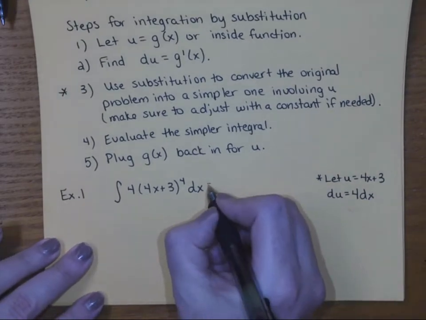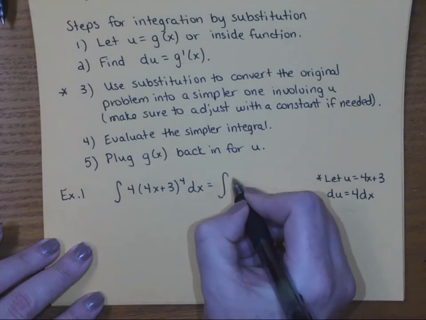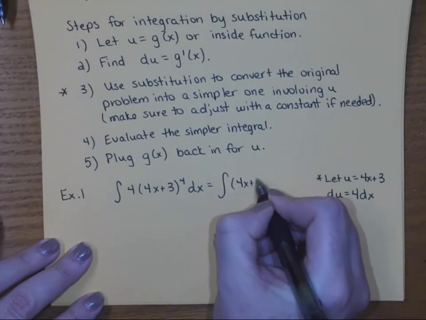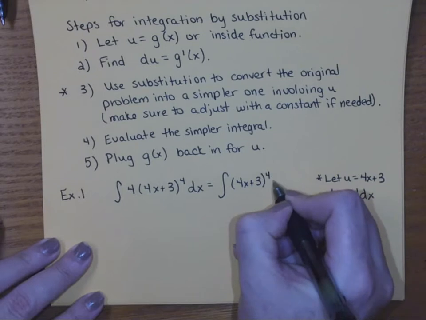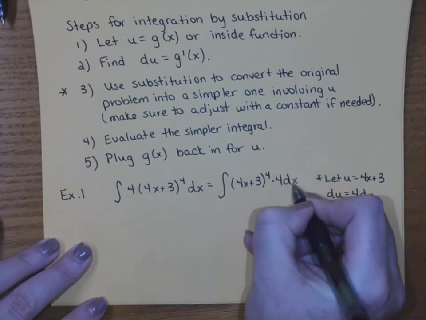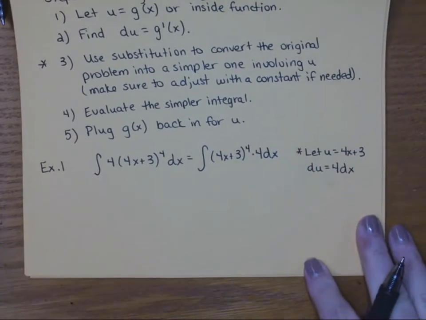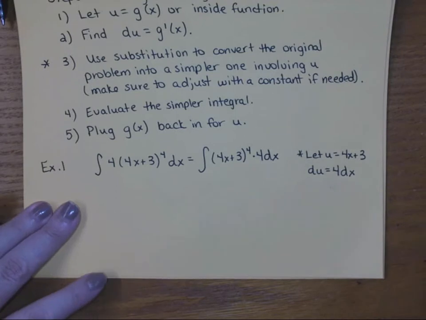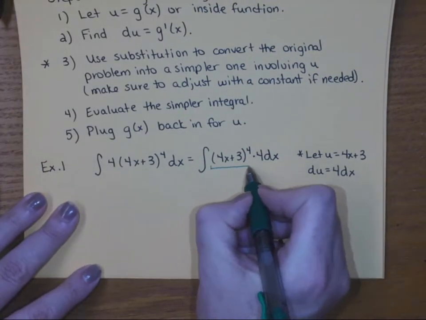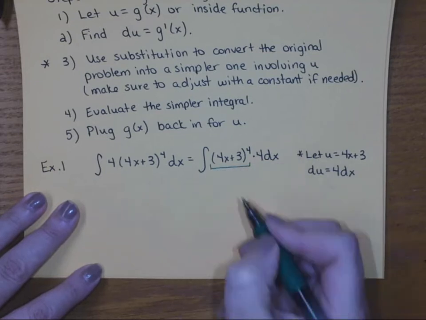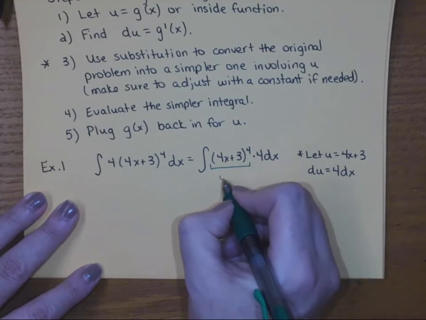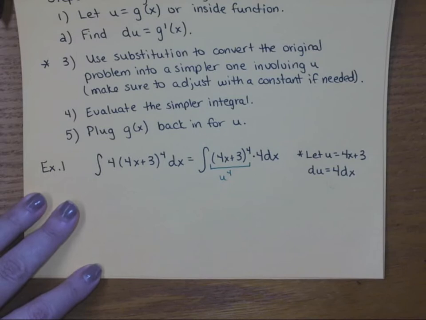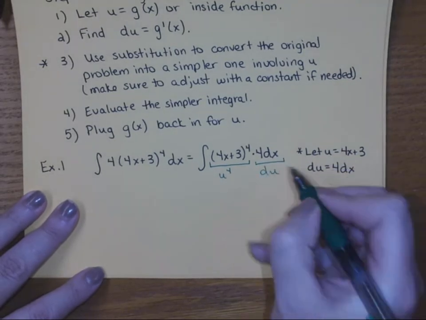All right, so your job is to, we're going to rewrite this. You don't have to do this every time. Once you get the hang of it, you won't have to. I'm going to rewrite this like this. Notice all I did was move the 4 kind of in the back. So notice I can replace each part with something involving u, right? I can replace this parentheses to the 4th power with just u to the 4th. Okay, and then notice the 4 dx is exactly what du was.